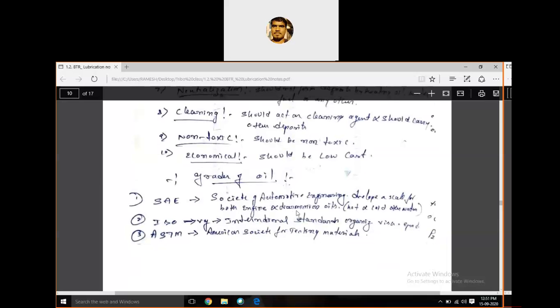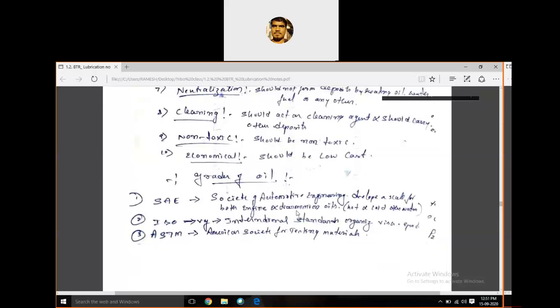And the next topic is grades of oil. We already know SAE, ISO, ASTM. These are some different grades of oil, which means the oils are measured in terms of grades. One particular oil is measured as SAE 10. Another oil has different properties when compared to the previous one. SAE 10 is different, SAE 20 is different, like this SAE 30, 40, 50.